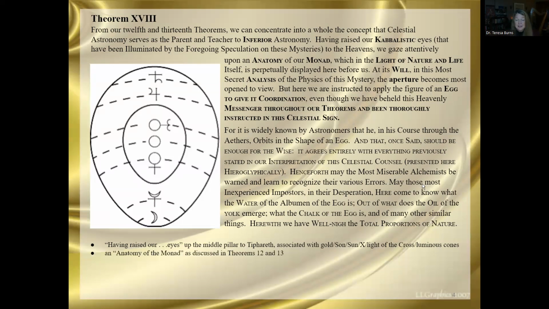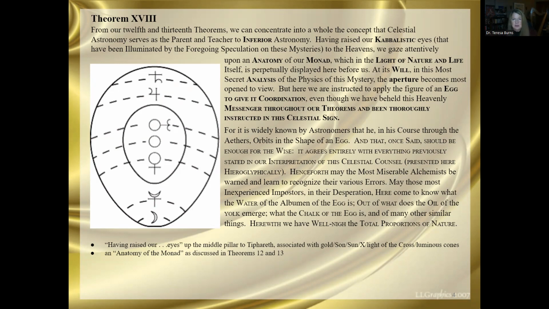All right. Then when he says an anatomy of the monad, he's explicitly referring back to the 12th and 13th theorems, the way that he took it apart and said the signs of the planets are made up of parts of the monad, and he rediscovers signs of the planets. Some are made of the sun, some of the moon, some of the cross of elements, some of the symbol of Aries at the bottom.